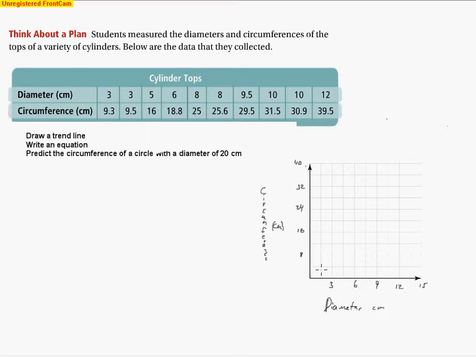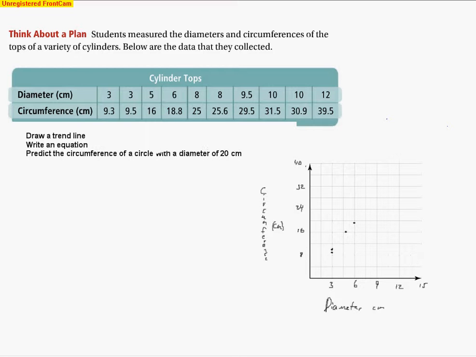And now I've got to plot these values. As I look at this, my first one is 3, 9.3. So that's going to end up being somewhere right around in here. And then I've got another 3, and it's a little bit higher. And then I go to 5, 16. So that's going to be somewhere in this region here. And then I go to 6, 18.5. So I'm along the 6 line, and 18.5 is going to be somewhere in this region here. So this would be 17.5, so it's going to be a little bit higher than that.